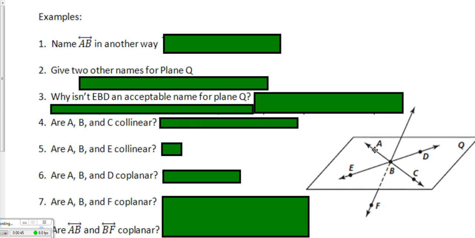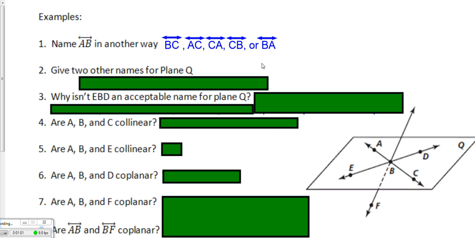Well, we need to think what other points are on there that we can use. We have A, B, and way over here we also have C. So to rename AB, we can either just put those in a different order or use a different letter altogether.